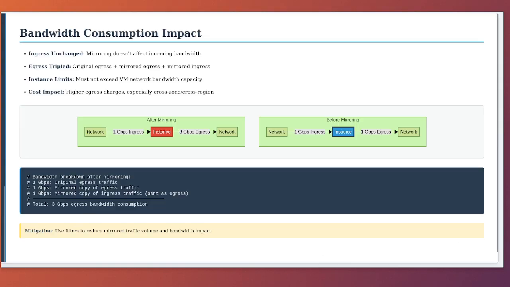Google Cloud charges for egress bandwidth, especially when traffic leaves a zone or region. The mirrored traffic traveling from your source instances to collector instances is subject to these charges. If your collectors are in a different zone, you'll pay inter-zone egress costs for the mirrored traffic. This is why using filters to narrow the scope of what gets mirrored can provide significant cost savings by reducing the volume of mirrored data.